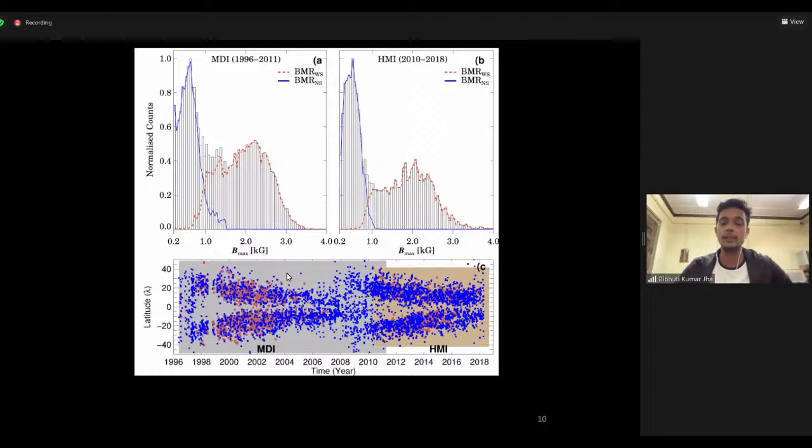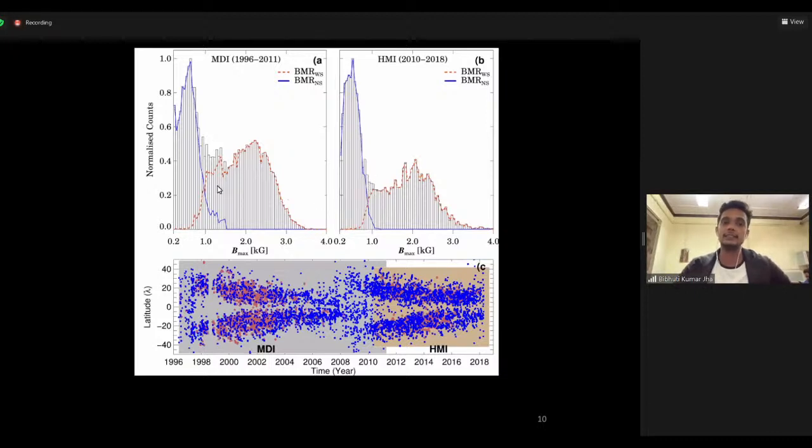To check it, we also plotted the butterfly diagram. But interestingly, there is no difference in the butterfly diagram. So the origin of all these BMR is the same, and they are coming from the same mechanism. So this was one result: even though there are two classes of BMR, we did not find that they come from two different types of dynamo.